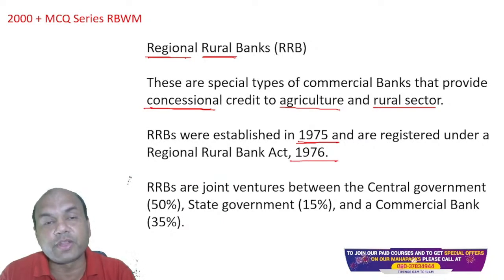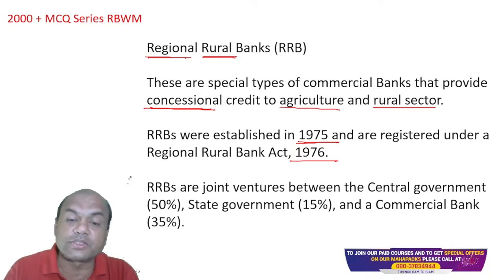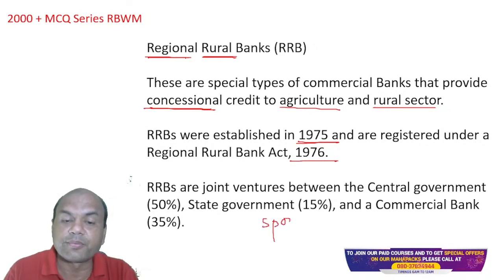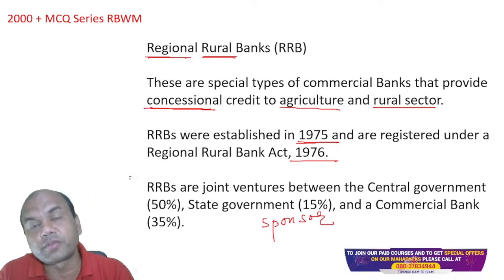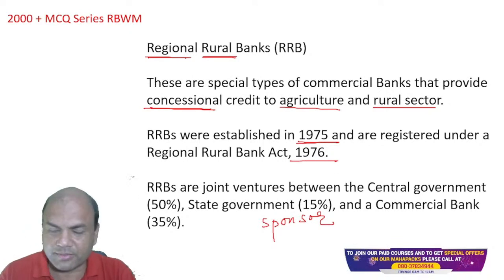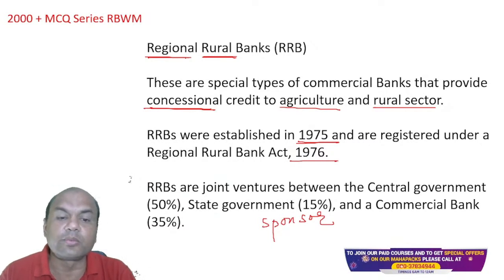State government has 15% of the capital, and commercial bank, this is known as the sponsor bank. This sponsor bank holds 35% of the equity of this RRB. In fact, that is the fight going on right now. From your exam point of view, remember, this is the structure. Central government 50, state government 15, and commercial bank 35.